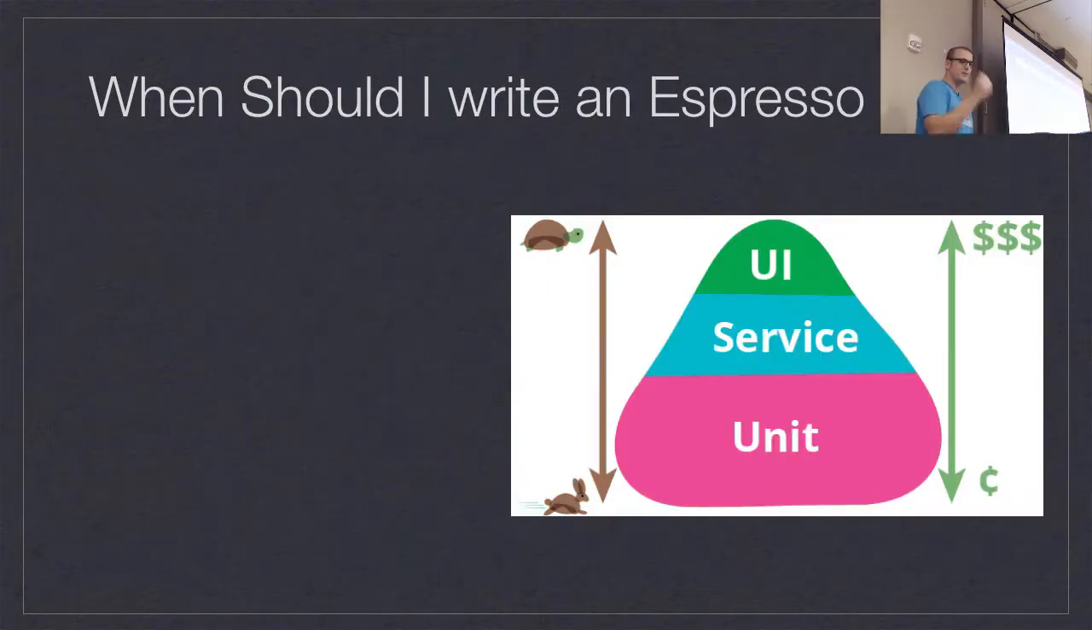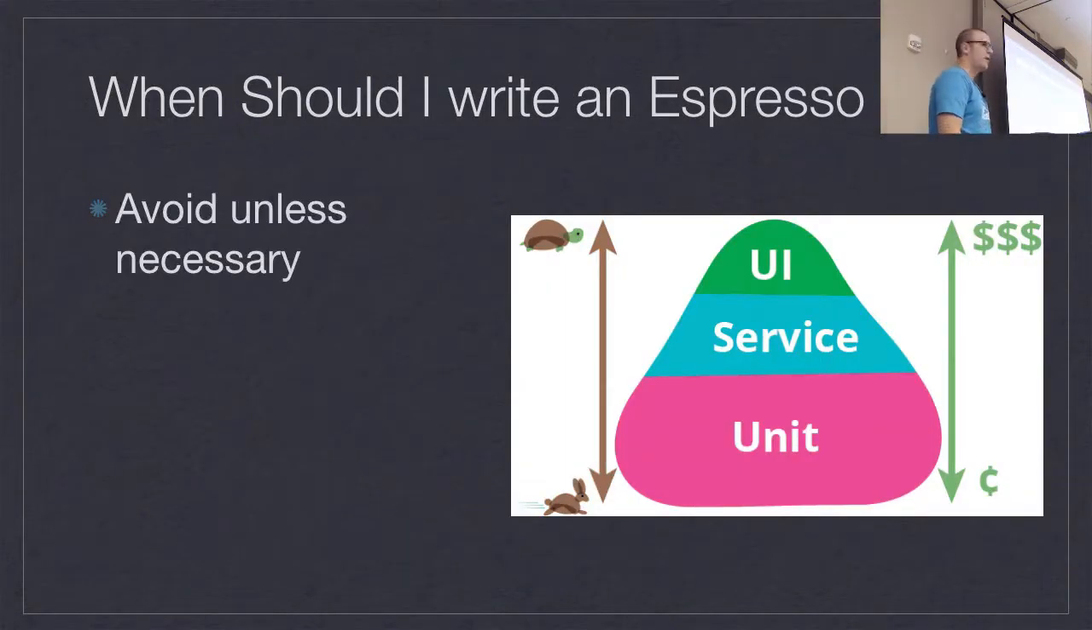So when should you write an Espresso test? Avoid it. So that's pretty much it. This is the testing pyramid on the right. At the very top, it's a turtle representing very slow tests. On the bottom, a rabbit representing very fast. And then money symbols, very expensive and then very cheap.